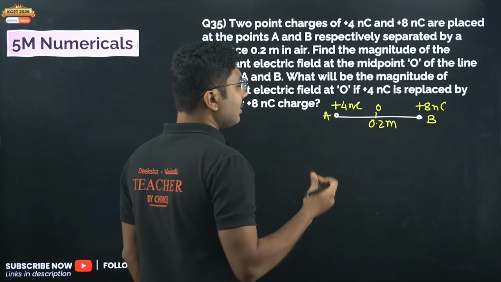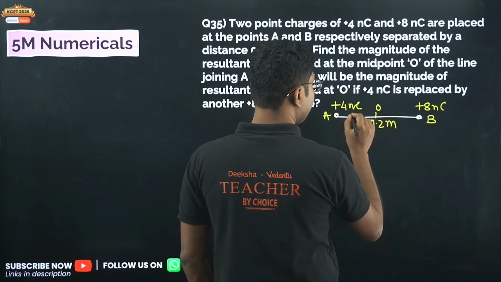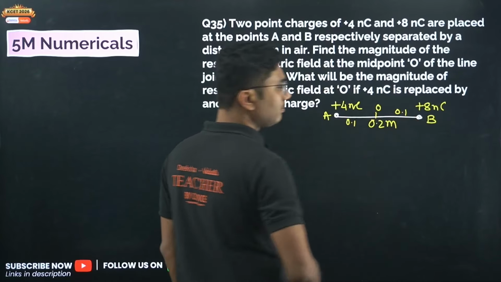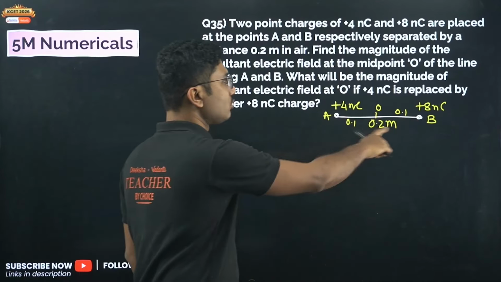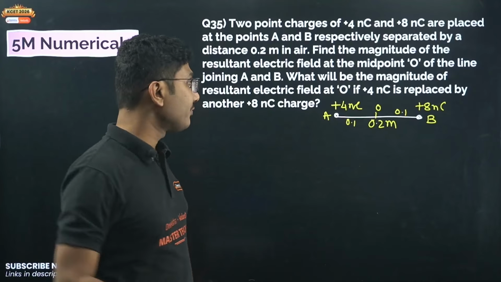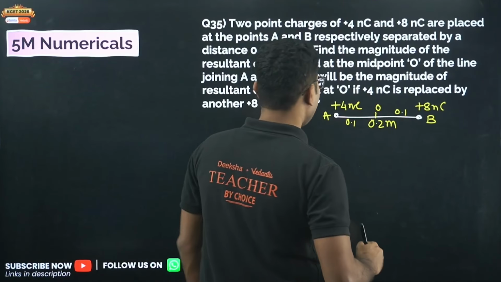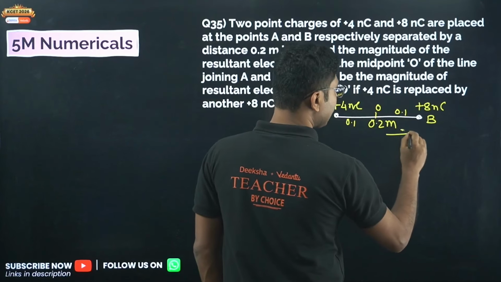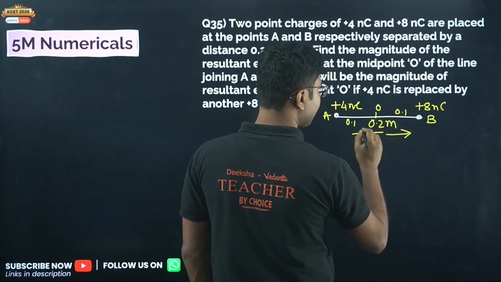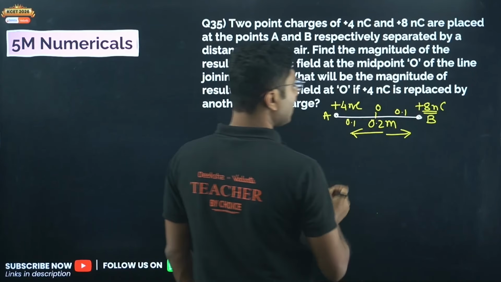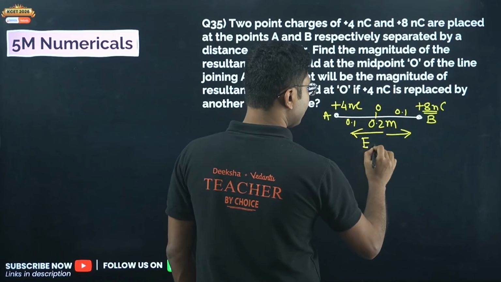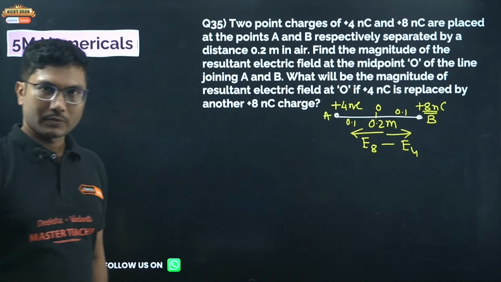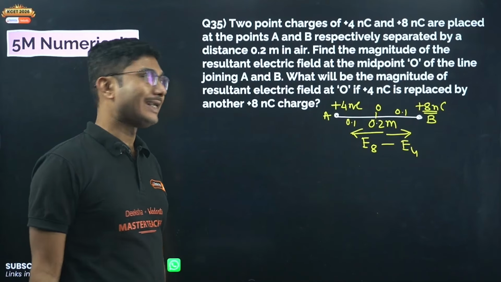So how to do that? The distance from A is obviously 0.1, and the distance from B is also 0.1, right? The total distance is 0.2 meter, so the midpoint will be half of that. So distances are known. Now we have to find the electric fields due to these charges. This one will be in this direction and this one will be in this direction, but because this charge is bigger, eventually we have to subtract E8 and E4. That's how you can calculate the net electric field.